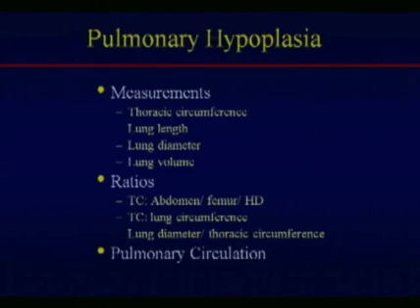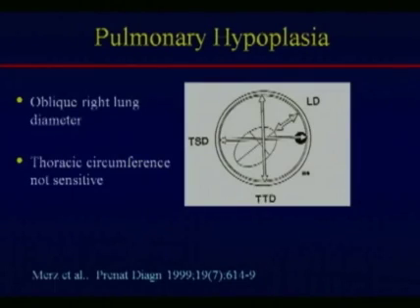But there's been a variety of other measurements that have been used, including lung length, lung diameter, and more recently lung volumes using 3D ultrasound and MRI. A variety of ratios have also been used, and some authorities have also looked at the pulmonary circulation with Doppler studies as a measure of pulmonary hypoplasia.